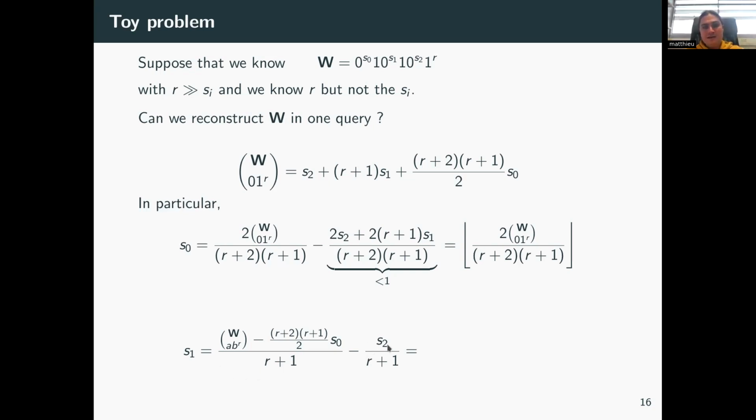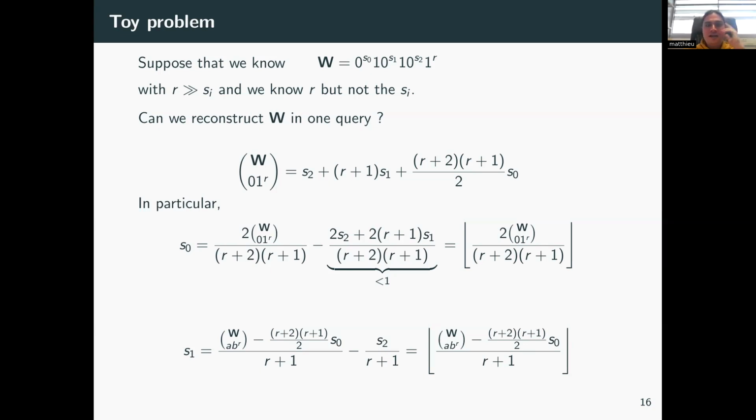Now again, S2 divided by R should be much smaller than 1, by the assumption that R is larger than S1. Again, S1 is an integer, which means that I can take the floor of this part, and I get the value of S1. Now, if you look at this, all the values are known. This is the query. R is known by hypothesis, and S0 has been computed in the previous line.